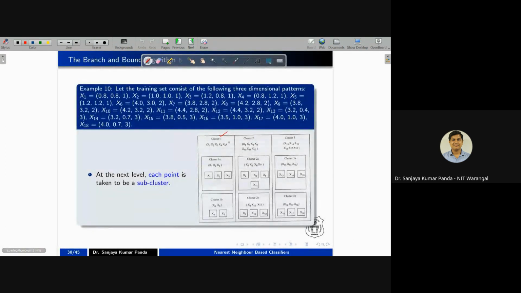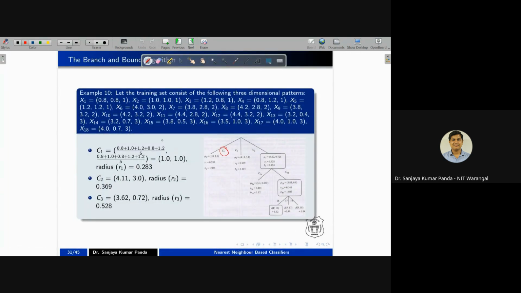These are the 5 data points present in cluster 1. If I calculate their average value, I get 1 in the x coordinate and 1 in the y coordinate. That is represented as mu1. Mu means average, so the average of class 1 is 1, 1. Average of class 2 is 4.1, 1.3. Average of class 3 is 3.62 and 0.72. Similarly, if there are more than 3 clusters, you can find their mean values. Now you have to calculate the radius.